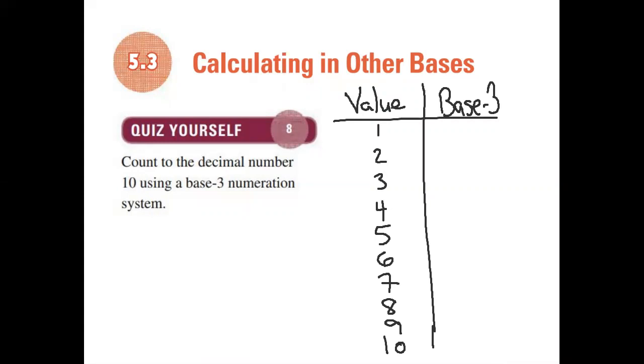So in base 3, a 1 is still a 1 unit. 2 is still 2 units, but a 3 is 1 base, no units. A 4 is 1 base, 1 unit. So 3 plus 1 is 4. A 5 is 1 base, 2 units. And a 6 is 2 bases. A 7 is 2 bases, 1 unit. An 8 is 2 bases, 2 units. And a 9 is a 3 squared.